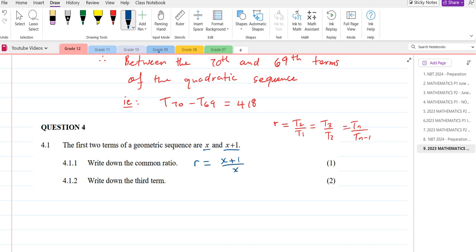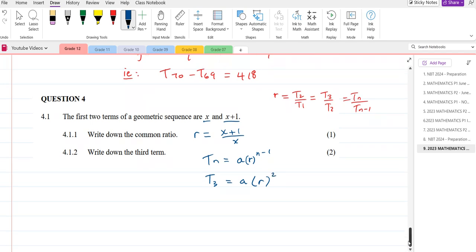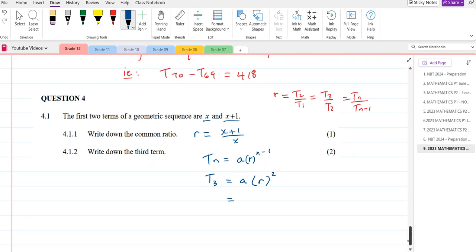Write down the third term. Remember the Tn formula is a r to the power n minus 1. I like to write r in brackets because sometimes you mix up ar and think that's the product. No, it's not. So I want to find the third term. T3 is equal to a r squared. Why r squared? Because n minus 1. So write down the third term.